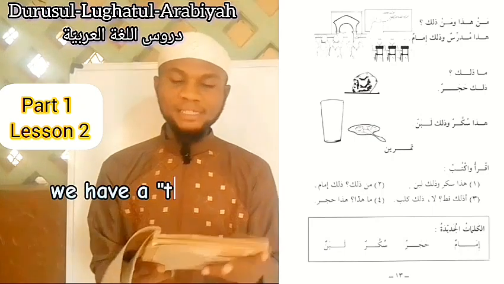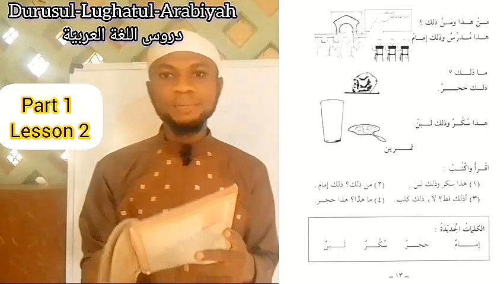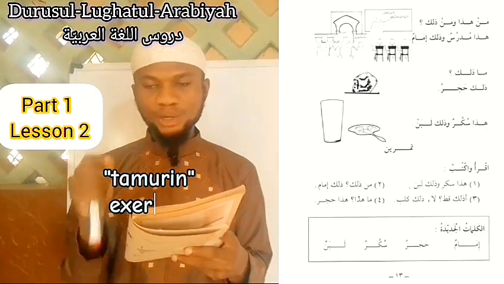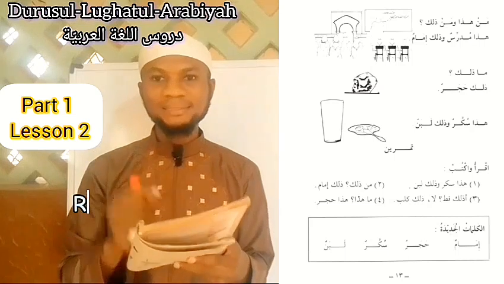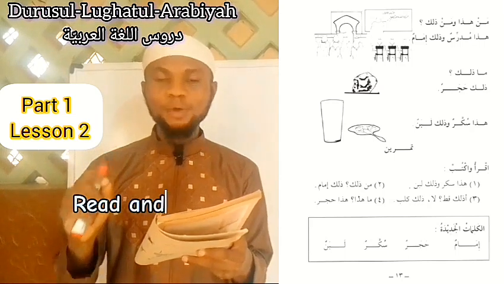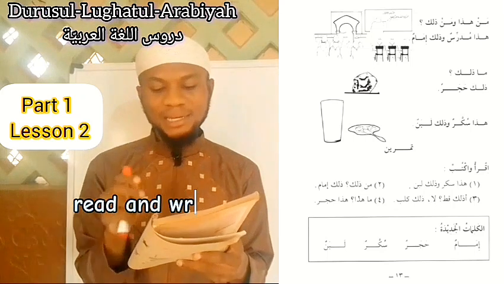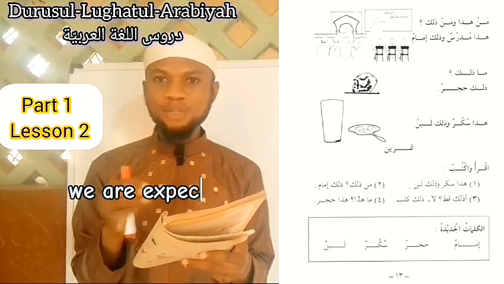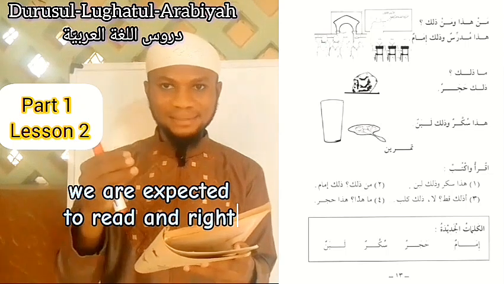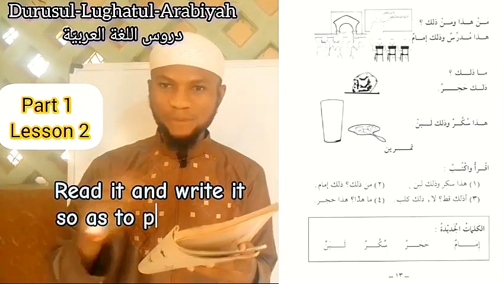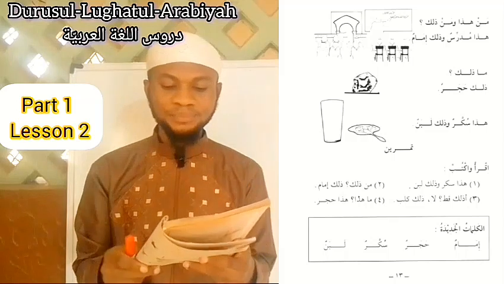Now, under it we have a tamrin exercise. Iqra waktub, that is iqra, read, waktub, and write. Read and write. In this place we are expected to read and write, that is, to read it and write it. We are expected to practice it.